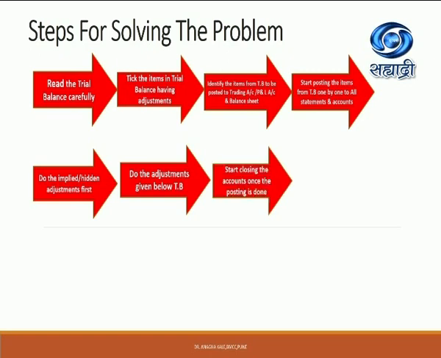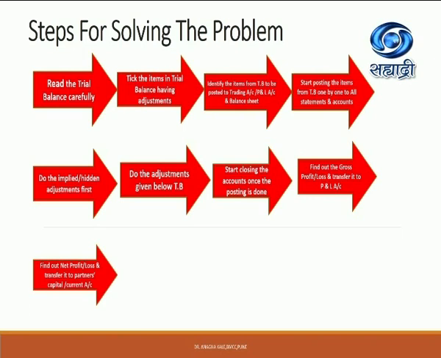After posting all the trial balance items and then all the adjustments, we have to start closing or balancing the accounts. First we'll close the trading account and find out the gross profit or gross loss, which will be transferred to the profit and loss account. Then we'll close the profit and loss account and find the balancing amount as net profit or net loss, and we'll transfer it to the partners' capital or current accounts in their profit sharing ratio.